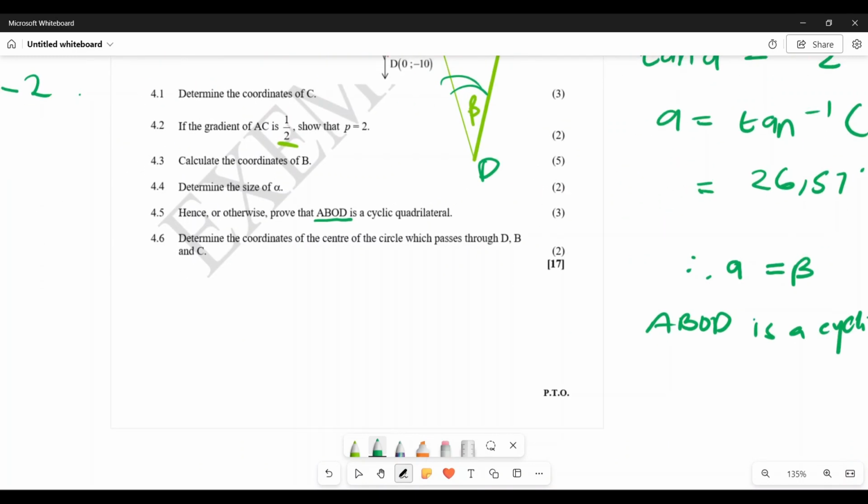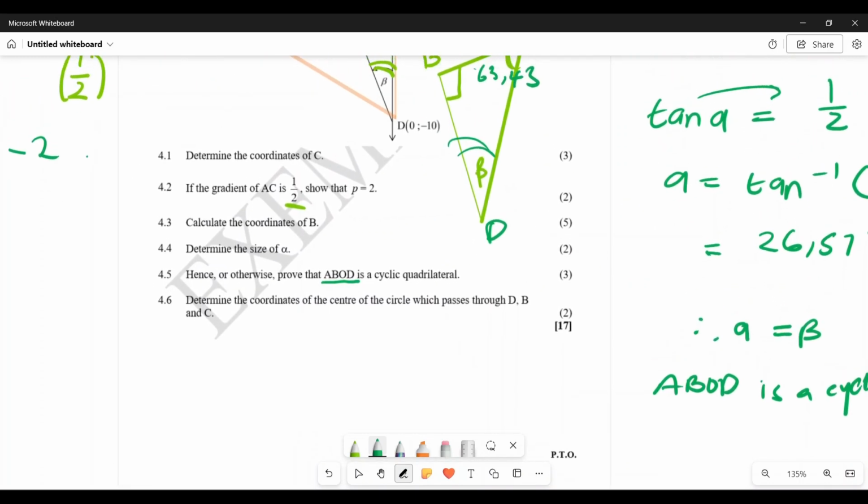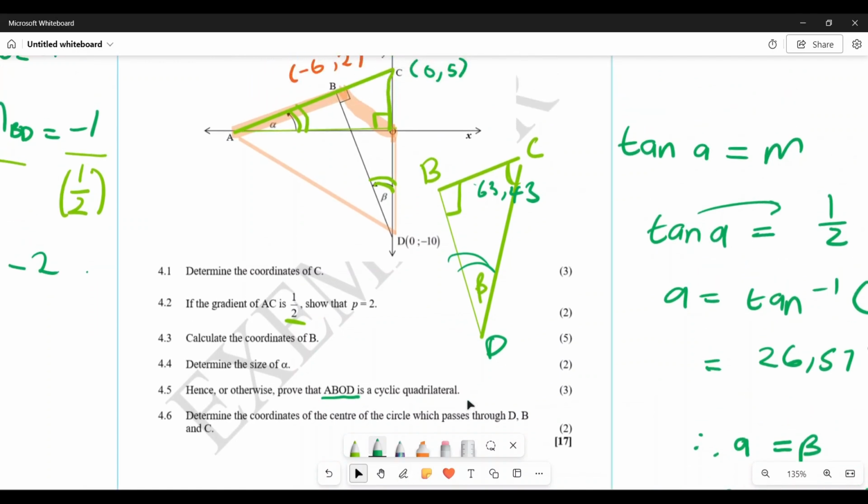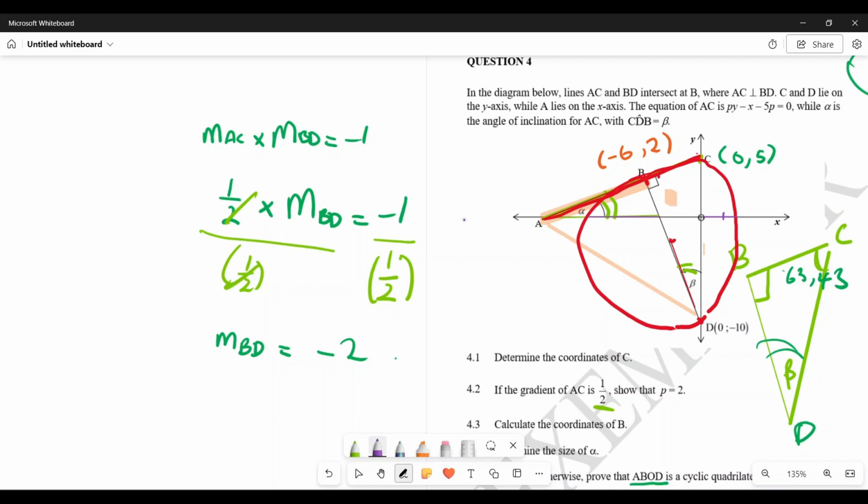All right, perfect. Now, determine the coordinates of the center of the circle which passes through DBC. Now, let me try and draw the imaginary circle which passes through DBC. So the circle passes through the coordinates D, B, C. This is my imaginary circle. Now, I want you to note something.